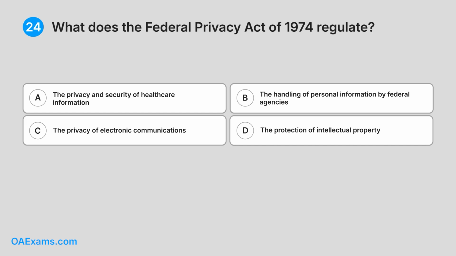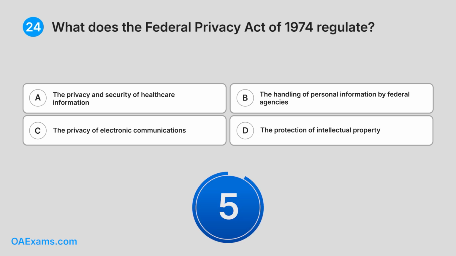24. What does the Federal Privacy Act of 1974 regulate? A. The privacy and security of healthcare information. B. The handling of personal information by federal agencies. C. The privacy of electronic communications. D. The protection of intellectual property. Can you guess the answer?